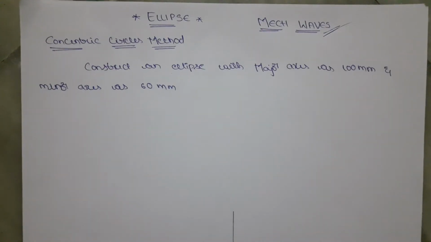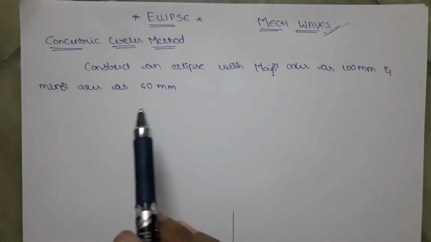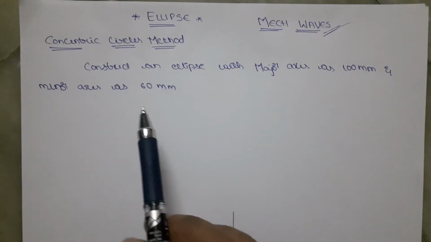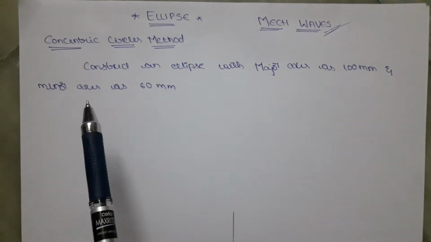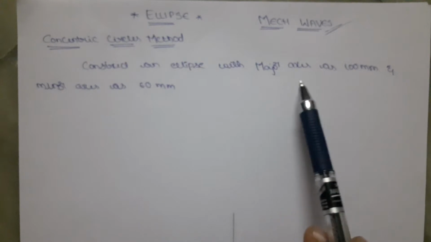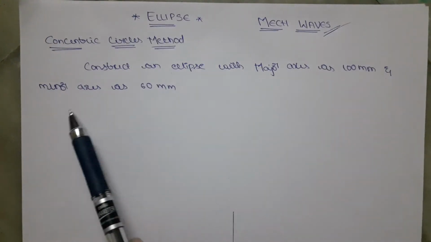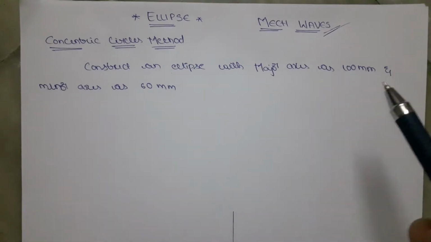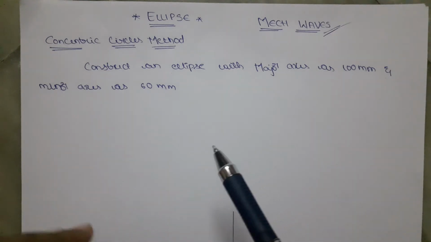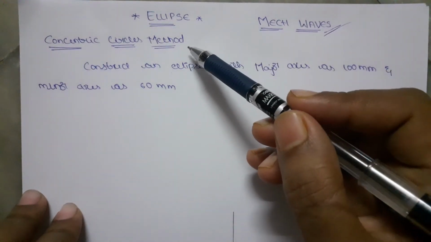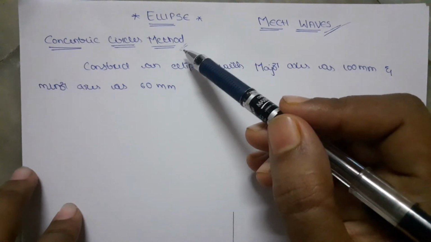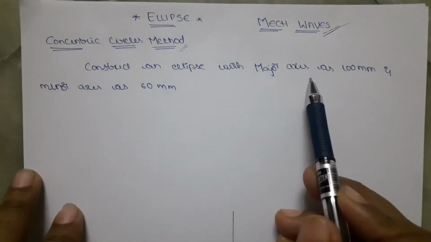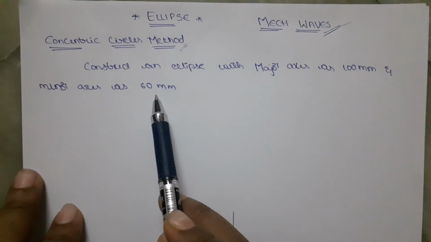In this video, we're going to see the construction of an ellipse by using the concentric circles method. The question will be asked like this: construct an ellipse with major axis as 100 mm and minor axis as 60 mm. In your exams, your question will be asked like this. They will give the major axis and the minor axis and the method used to draw this ellipse. So here we are using the concentric circles method, with major axis 100 mm and minor axis 60 mm.